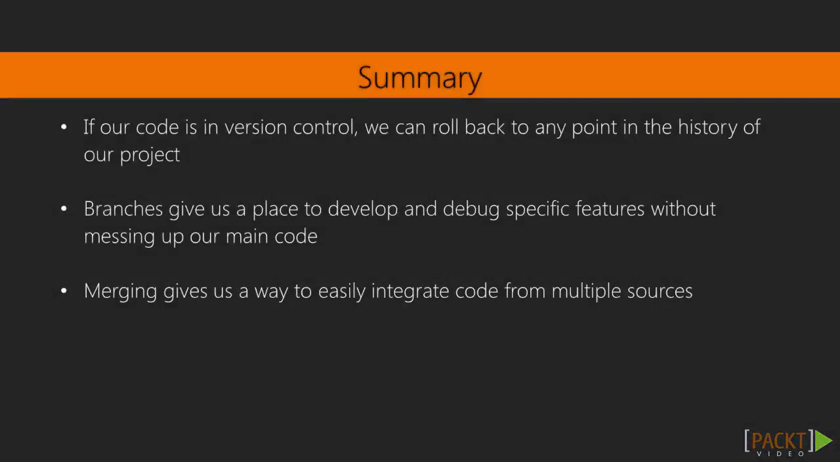If our code is in version control, we can roll it back to any point in the history of our project. Branches give us a place to develop and debug specific features without messing up our main code. And merging gives us a way to integrate code from multiple sources, whether they be branches or other repositories.